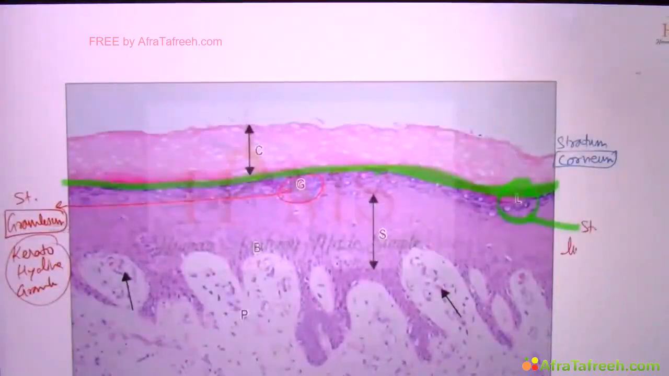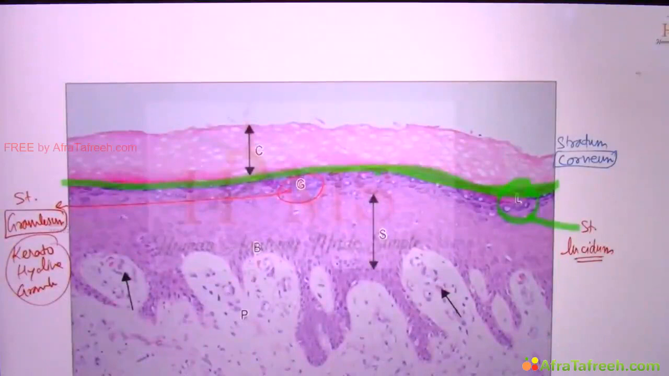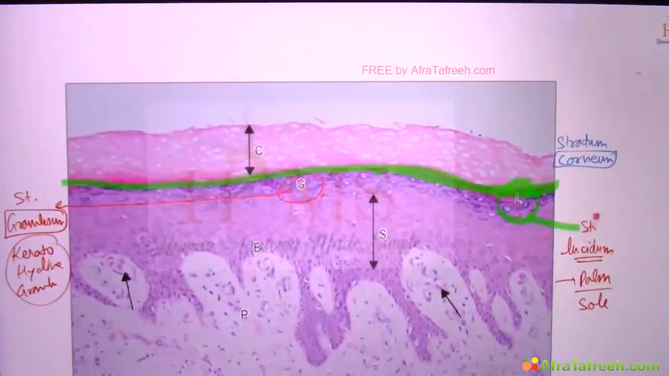So you are telling that if the sample was from a thick skin, could be palm, or could be the sole, you have a stratum lucidum also? Yes. So which is the first layer then? Again, stratum corneum, C. And what is the second layer? L is stratum lucidum if it is thick skin from palm and sole. Otherwise, generally it is missing. And the third layer is G, stratum granulosum, having some keratohyalin granules. What is layer number 4?